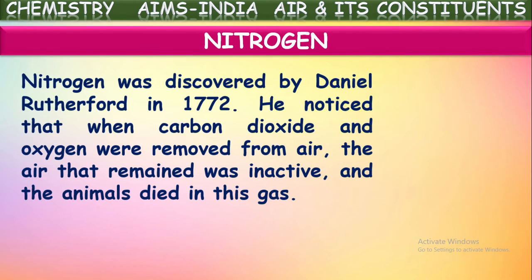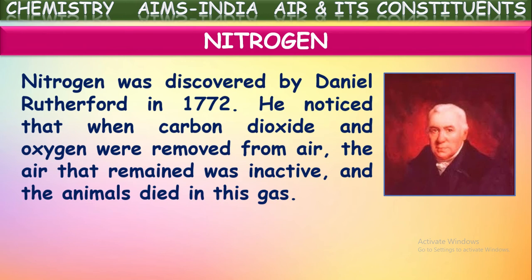Nitrogen was discovered by Daniel Rutherford in 1772. He noticed that when carbon dioxide and oxygen were removed from air, the air that remained was inactive and animals died in this gas. That's why he called this gas azote gas. Okay, Daniel Rutherford discovered this nitrogen gas.